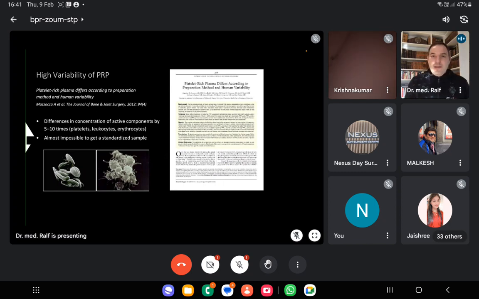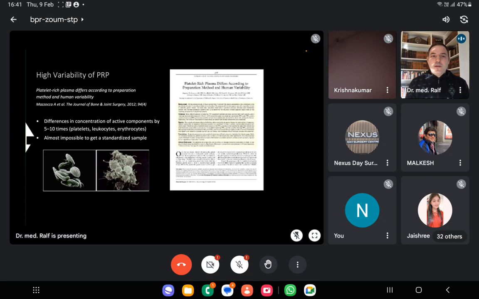So we have more than 10 years experience with using PRP. And what we saw is that the effect is there. But on the other hand, it's varying a lot. And to give you one insight why this variability might come from, here's one study that shows that the concentration of the active components, I mean the platelets, is varying by 5 to 10 times within the same person and also between persons.